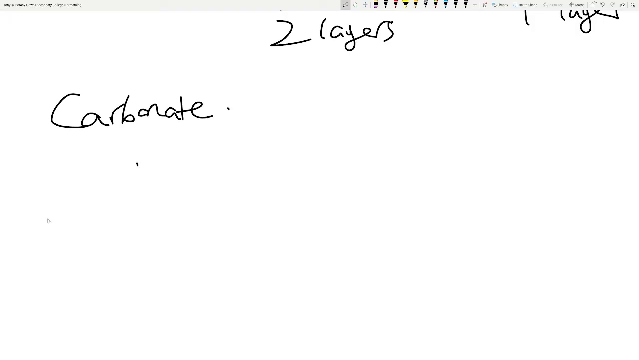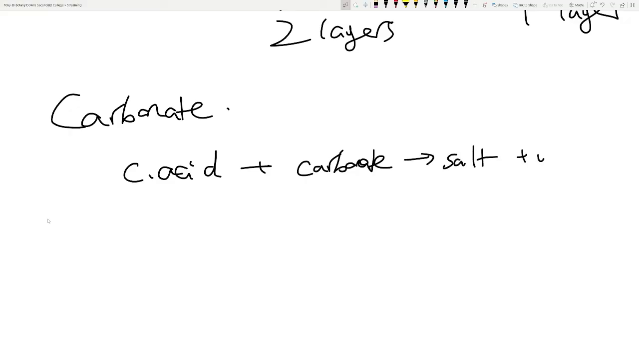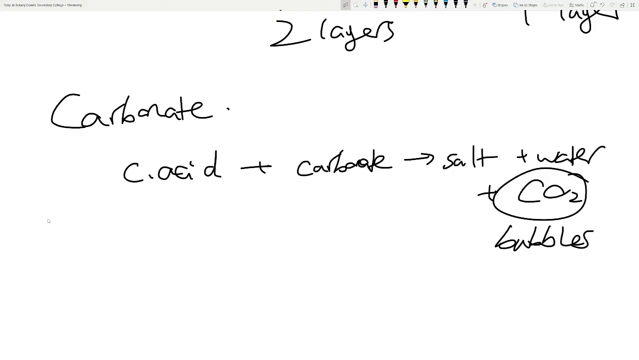Carbonate works wonders with carboxylic acid, because carboxylic acid plus carbonate gives you salt, water, and CO2. Okay, because that's what we want. We want the bubbles. The only thing that reacts with carbonate in the year 12 and 13 syllabus is the carboxylic acid, because you see bubbles. It doesn't react with anything else.